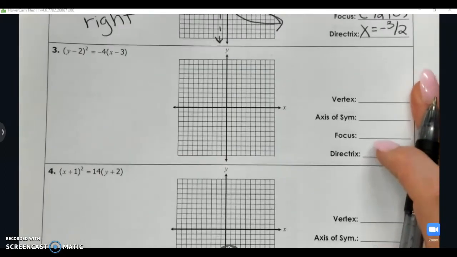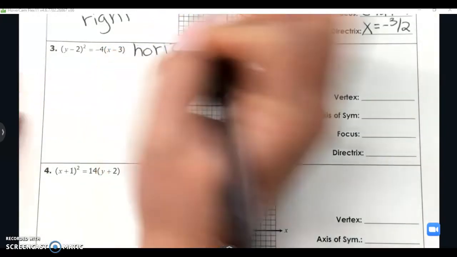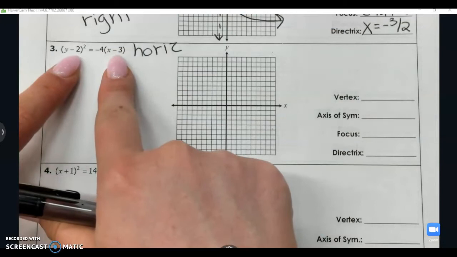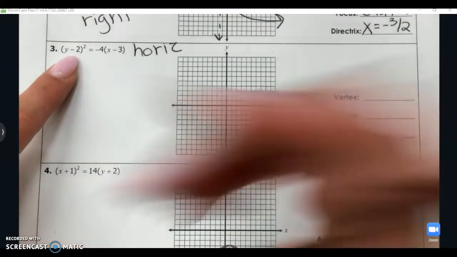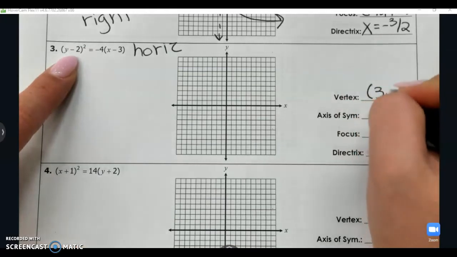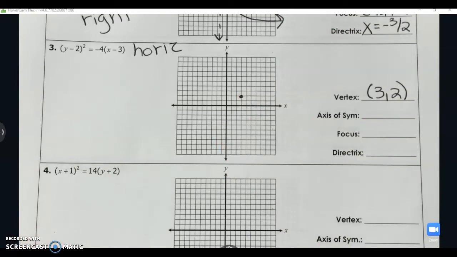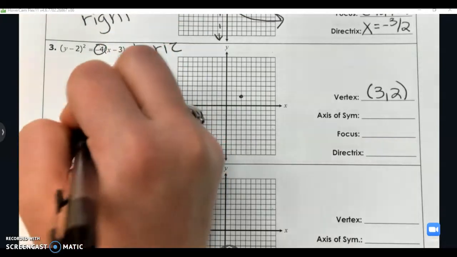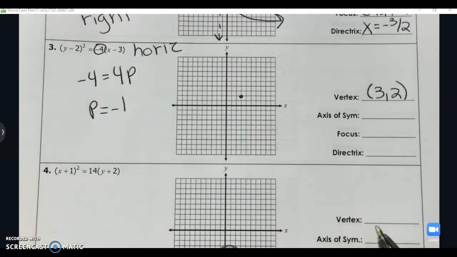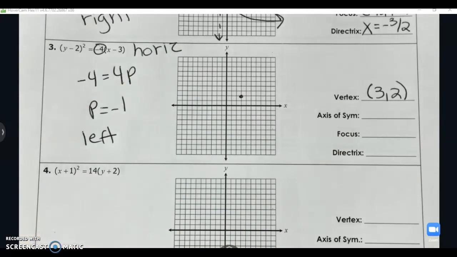On to number 3. We again have a horizontal parabola. And this time I do have a vertex that's not at the origin. My x value for my vertex is 3, my y value is 2, so that vertex is going to be at 3, 2, which you can go ahead and plot. Now I need to determine what direction it's open. So if -4 is equal to 4p, that means that p is -1, so it is going to be open to the left because it's a horizontal parabola.